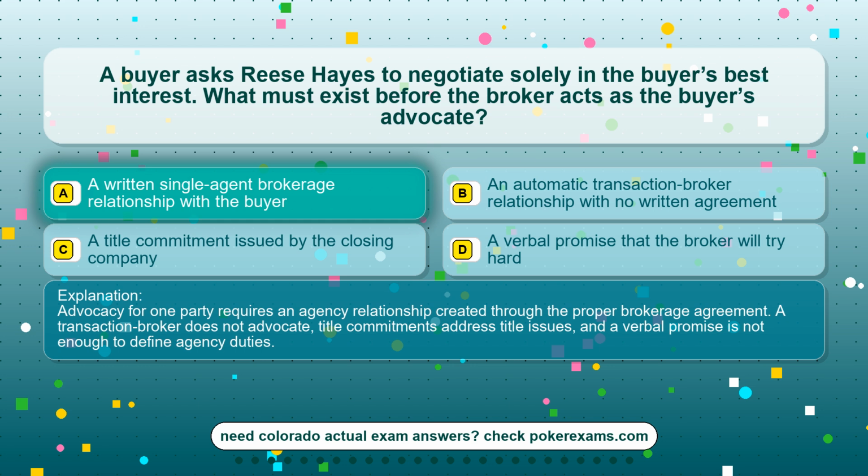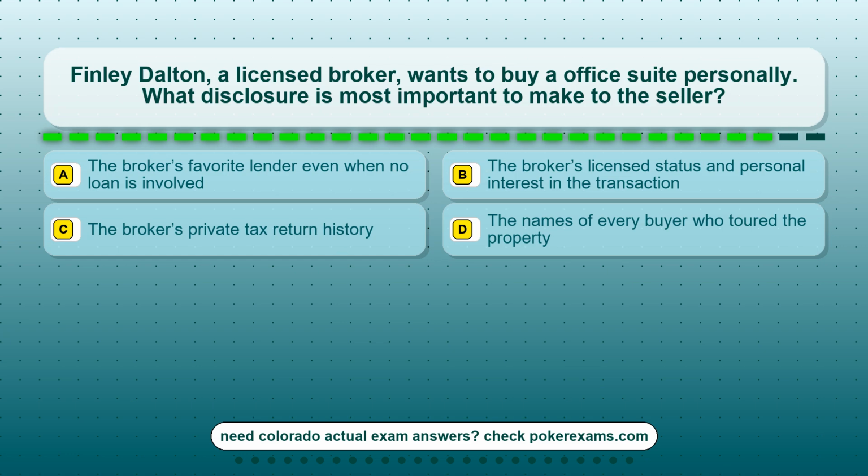Question 7. Finley Dalton, a licensed broker, wants to buy an office suite personally. What disclosure is most important to make to the seller? Option A. The broker's favorite lender even when no loan is involved. Option B. The broker's licensed status and personal interest in the transaction. Option C. The broker's private tax return history. Option D. The names of every buyer who toured the property.